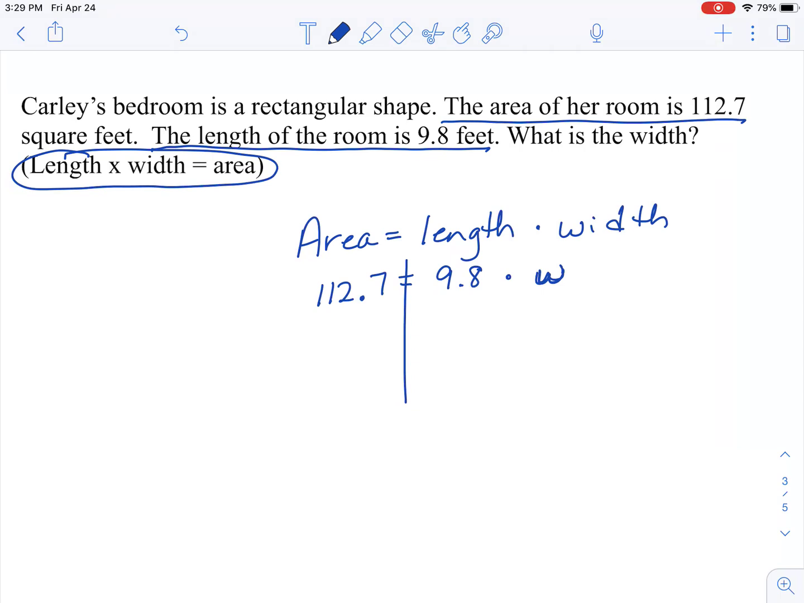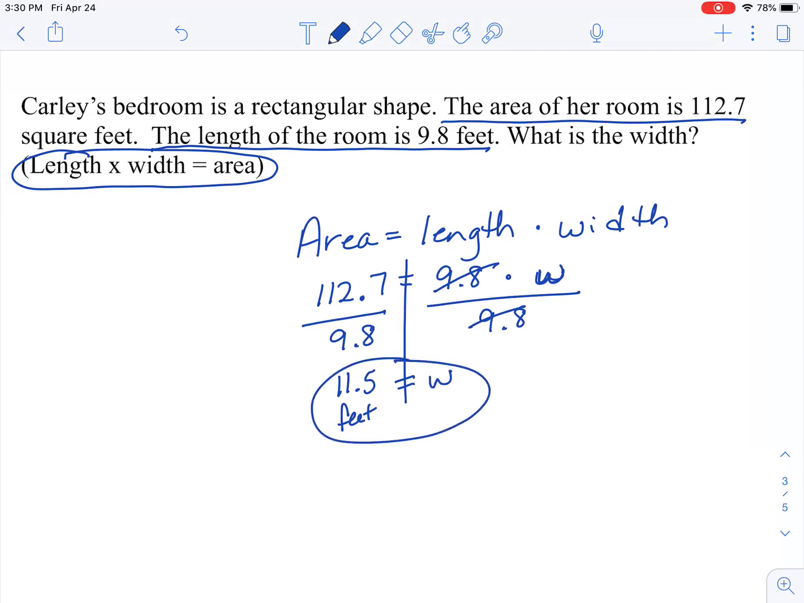So instead of multiplying by 9.8, I'm going to do the opposite and divide by 9.8. And whatever I do to one side, I've got to do to the other. So I have to divide that by 9.8. So 112, I don't know what this one is. I've got to get my calculator. 112.7 divided by 9.8 is 11.5. So my answer would be 11.5 feet.